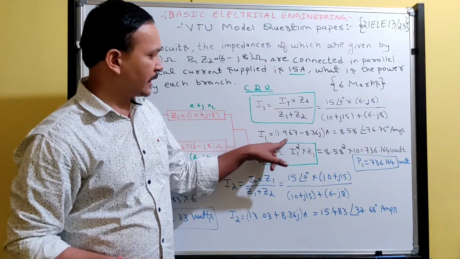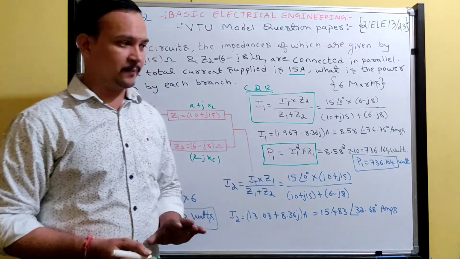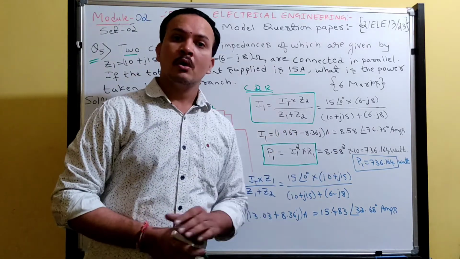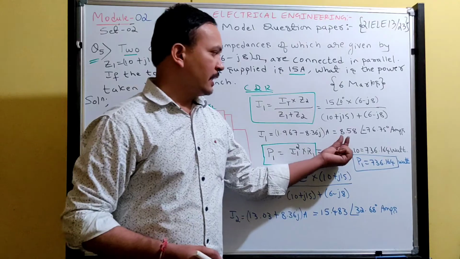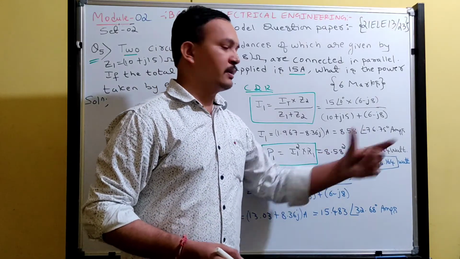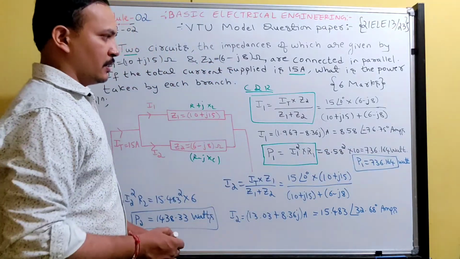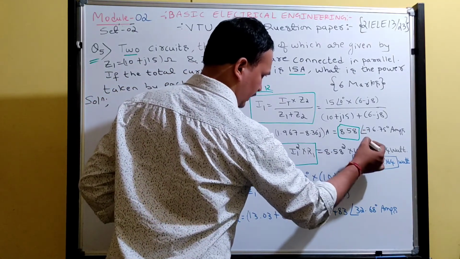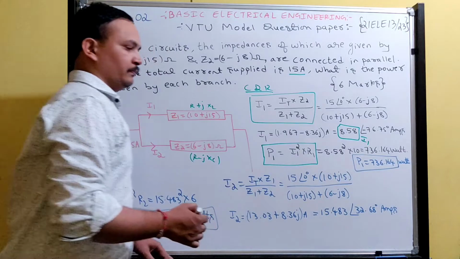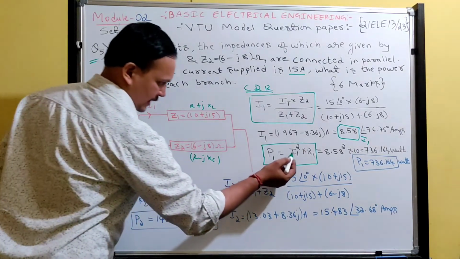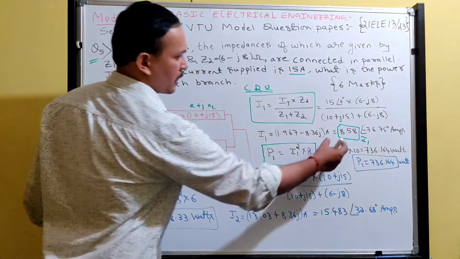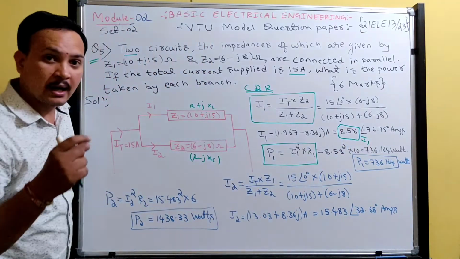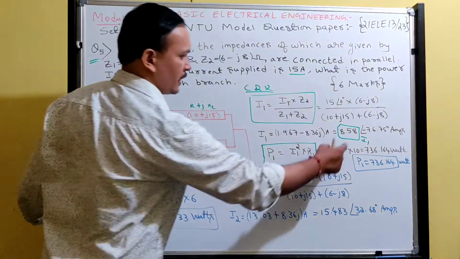Like this you get 1.967 minus j8.36. You convert that into polar form. Then we get 8.58 at an angle of minus 76.75 degrees. Now this value you have to take as the I1 value. This is the RMS value of current. In polar form, the magnitude indicates the RMS value. That's why you have to take that current.